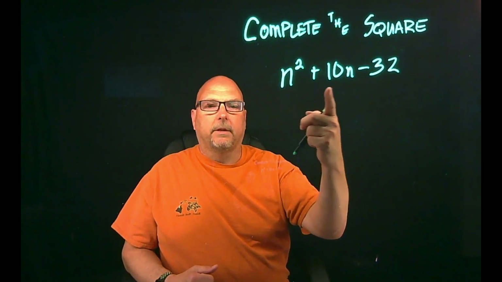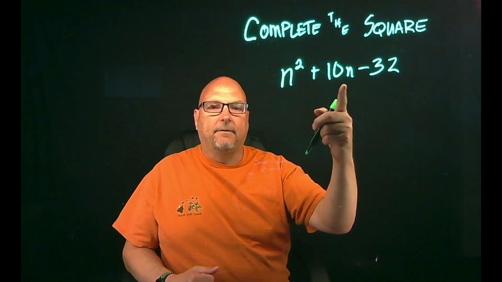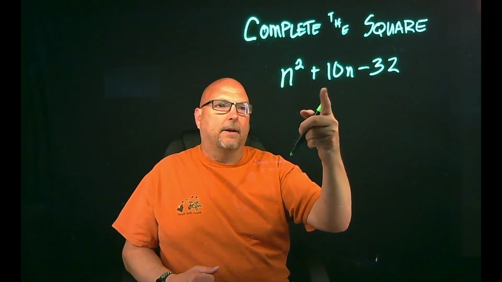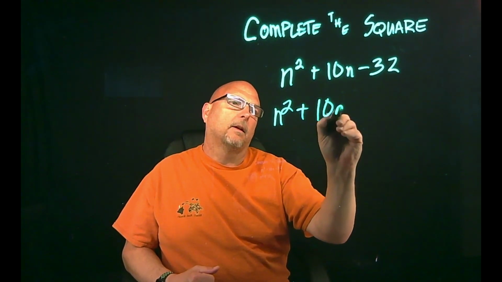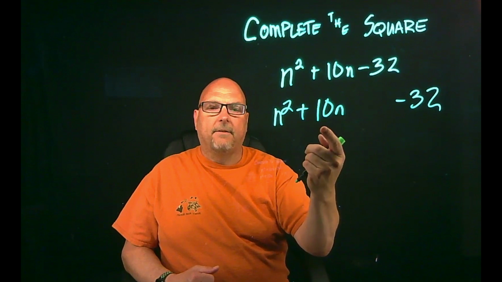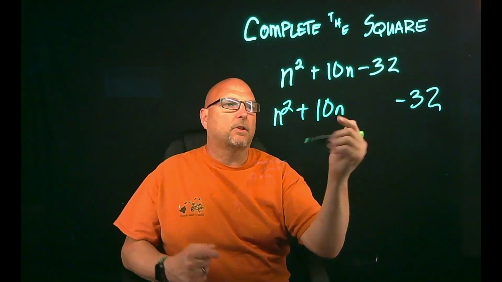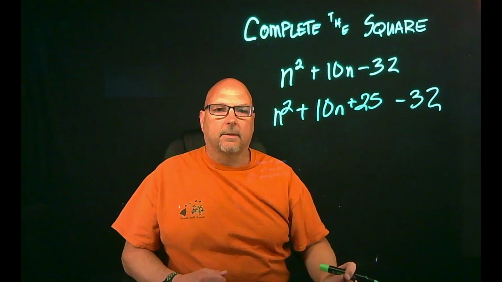So I want to complete this square. So I want to add half of 10 squared. I still have a minus 32 here. So half of 10 is 5, and 5 squared is 25. So that's where that's coming from.